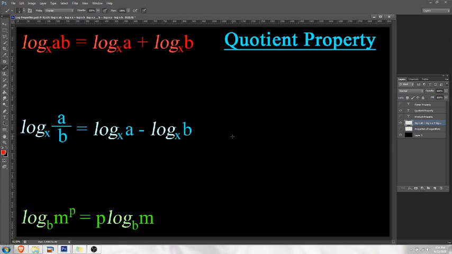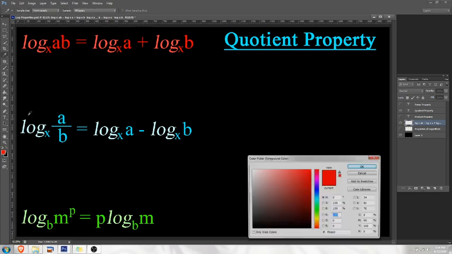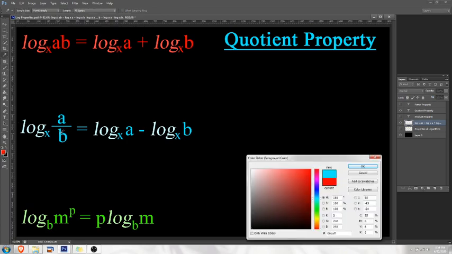Okay, so let's think about this. Let's look at an example. I want to change my color here. There we go.